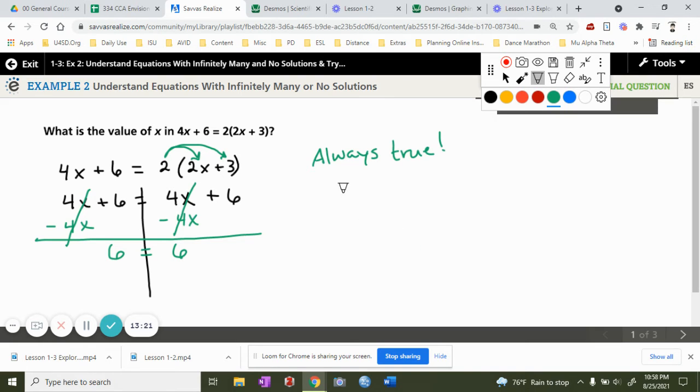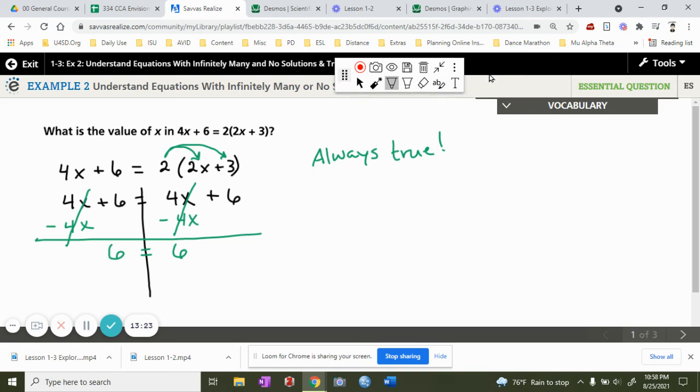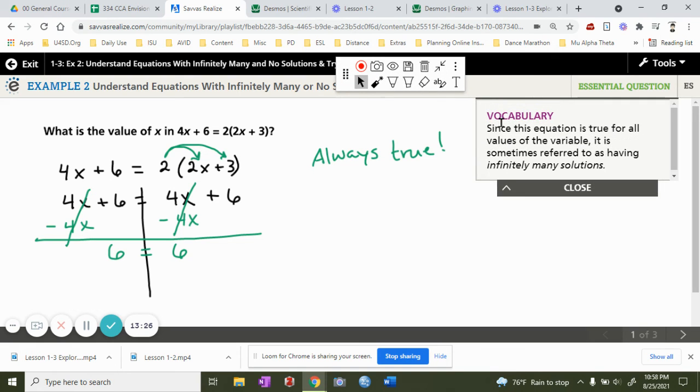Always true. So when this happens, we get the case of infinitely many solutions. Since this equation is true for all values for the variable, it does not matter what we put in for x as long as we put the same thing in on both sides of our equation. This is referred to as having infinitely many solutions because I can use anything I want for the value of x.